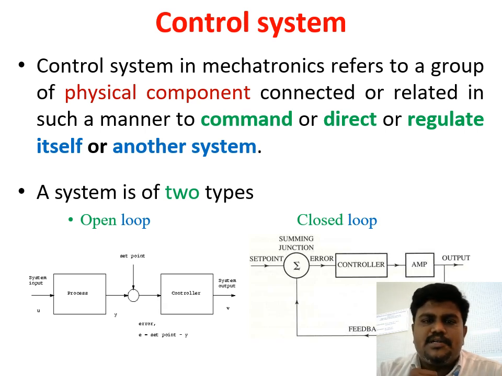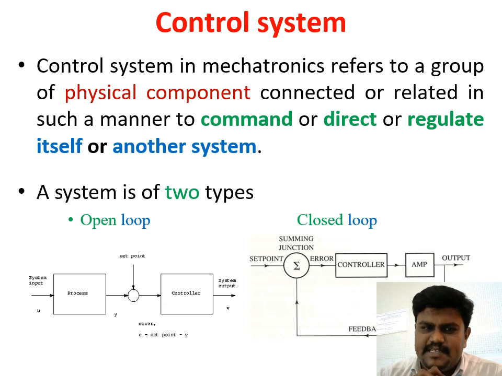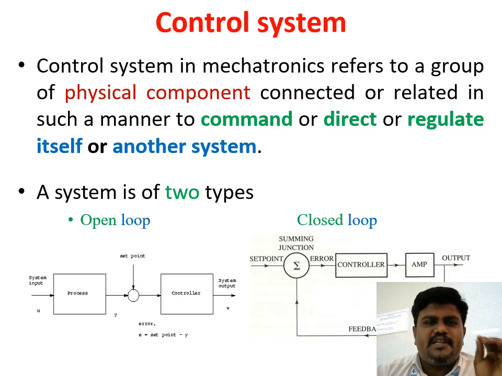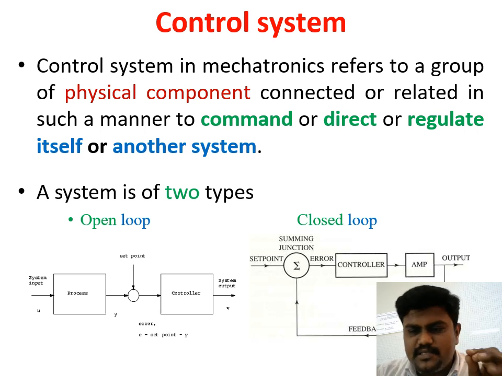When you talk about a control system in mechatronics, that refers to a group of components connected in such a manner as to command, direct, or regulate itself or some other systems. Means it is a kind of system that has to have some sort of control over that process. If that is the case, then you can call that a control system. For example, there are two types of control system: an open loop control system and a closed loop control system.